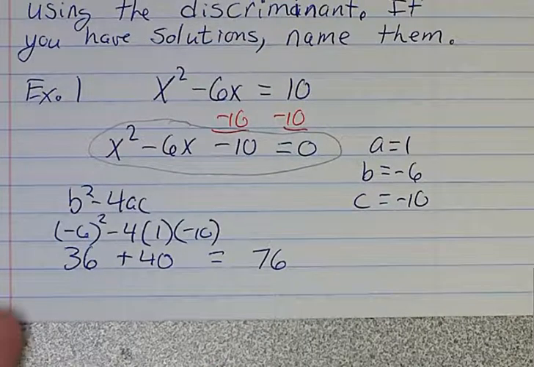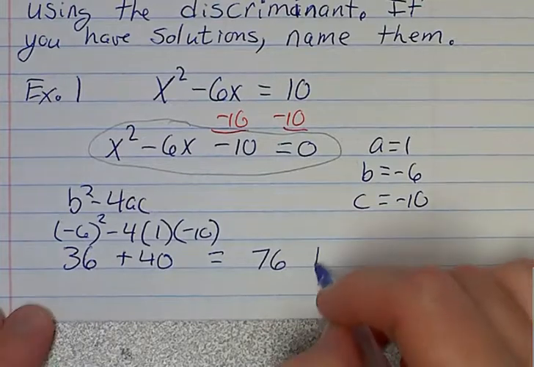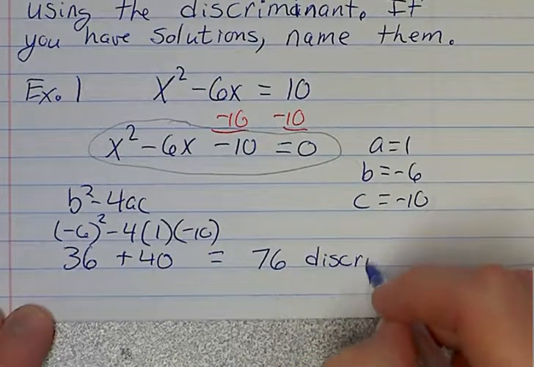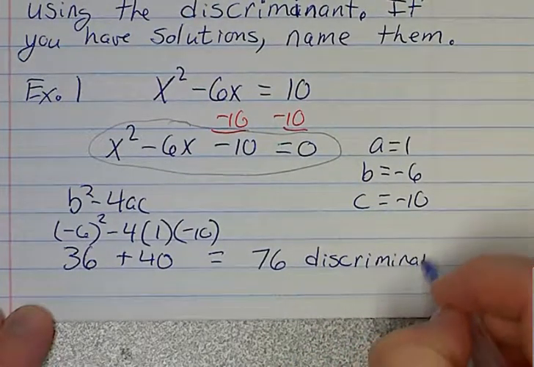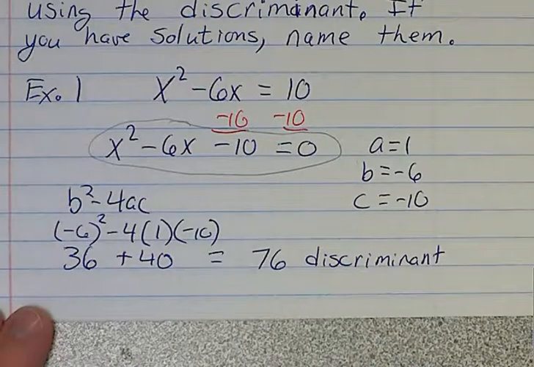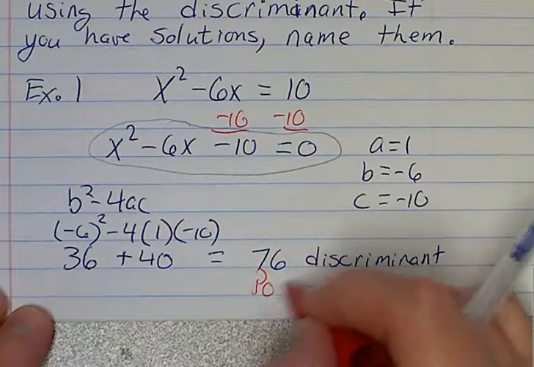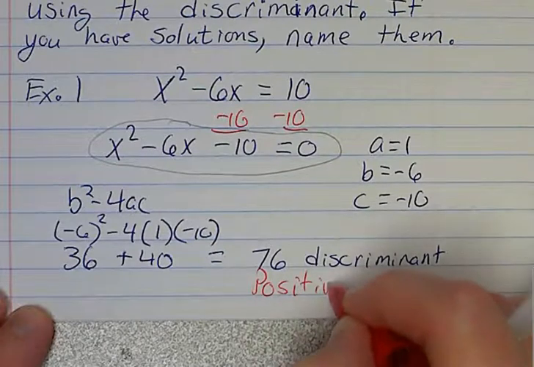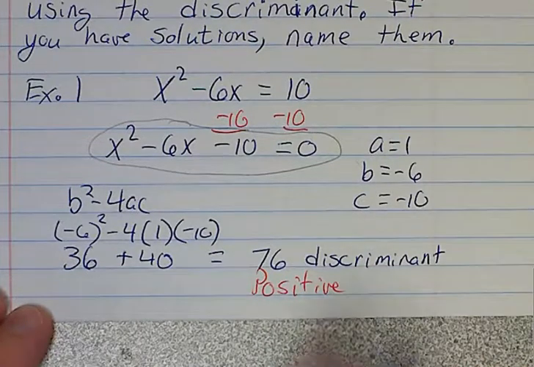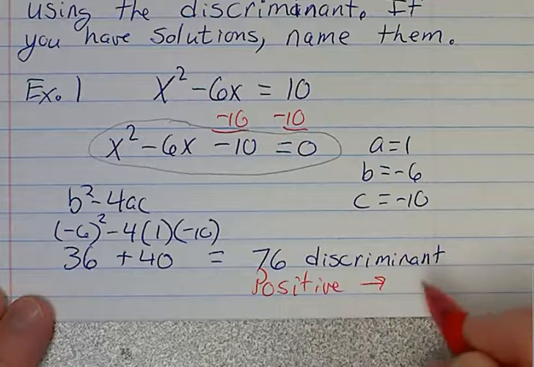Okay, so if they ask you to tell what the discriminant is, there you go. Your discriminant is 76. But the more important question is that number, it's positive, right? Which means if this thing is positive, you have to have two solutions.